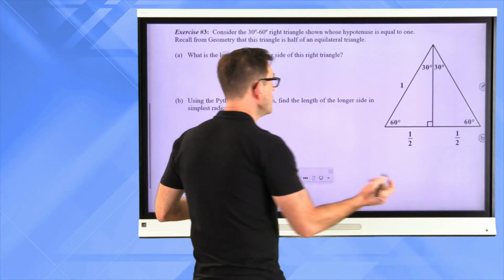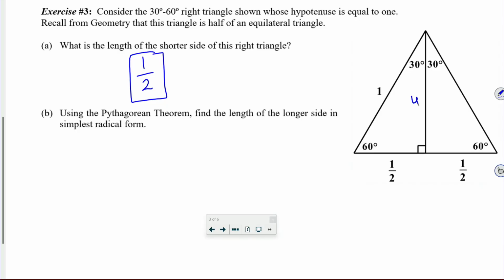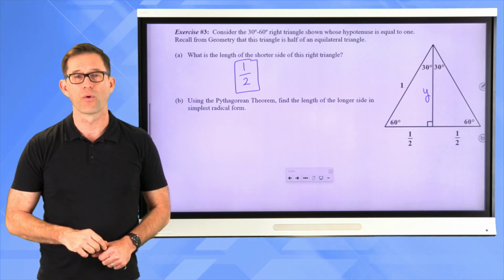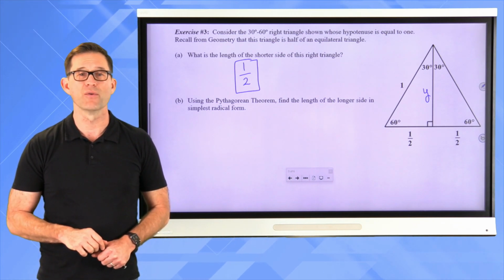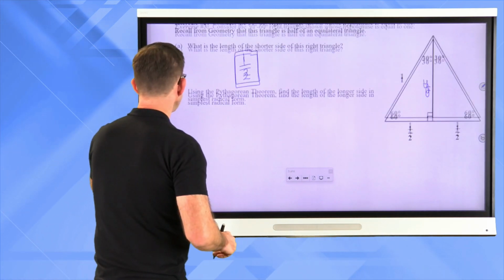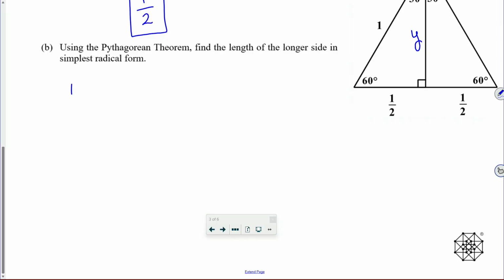So what I'd like you to do is call it y, maybe. See if you can figure out, using the Pythagorean theorem, the value of y in simplest radical form. Pause the video now and take a few minutes to do that. All right, well, let's do it. This one's kind of similar to that previous problem that we did.